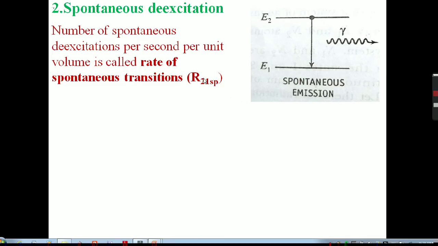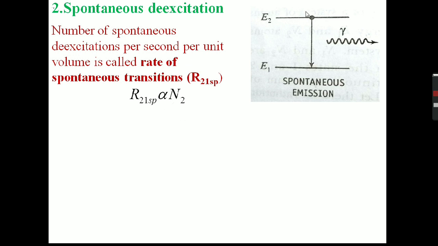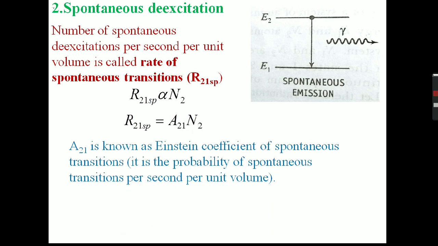R21 SP represents the rate of spontaneous transitions, meaning the number of atoms de-exciting per second per unit volume on their own. This depends only on the number of atoms in the excited state. N2 is the number of atoms in the excited state in unit volume. The proportionality constant used here is A21, the other Einstein coefficient, representing the probability of spontaneous de-excitation per second per unit volume. And the next one is stimulated de-excitation.